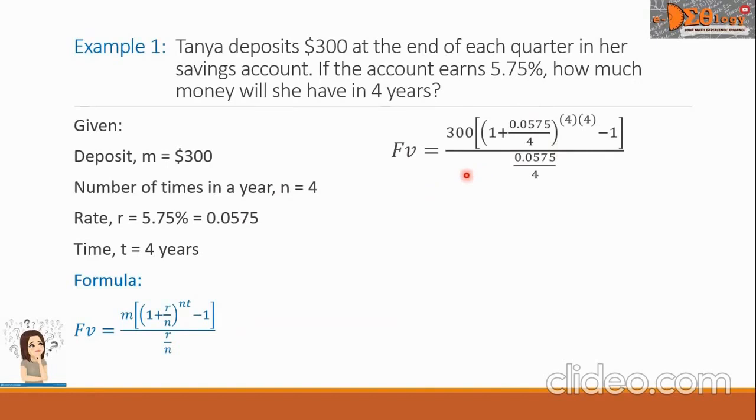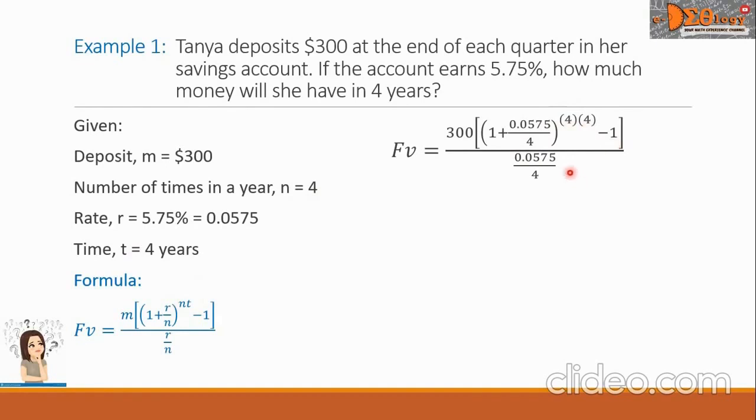So we have here the M now becomes 300. The constant one is here, plus the R over N is 0.0575 over 4. And this same fraction we will write at the bottom. And the exponent here is the nt. So n, we have the 4, and the t is also 4. So we have here 4 times 4. And the constant minus 1 is now written here.